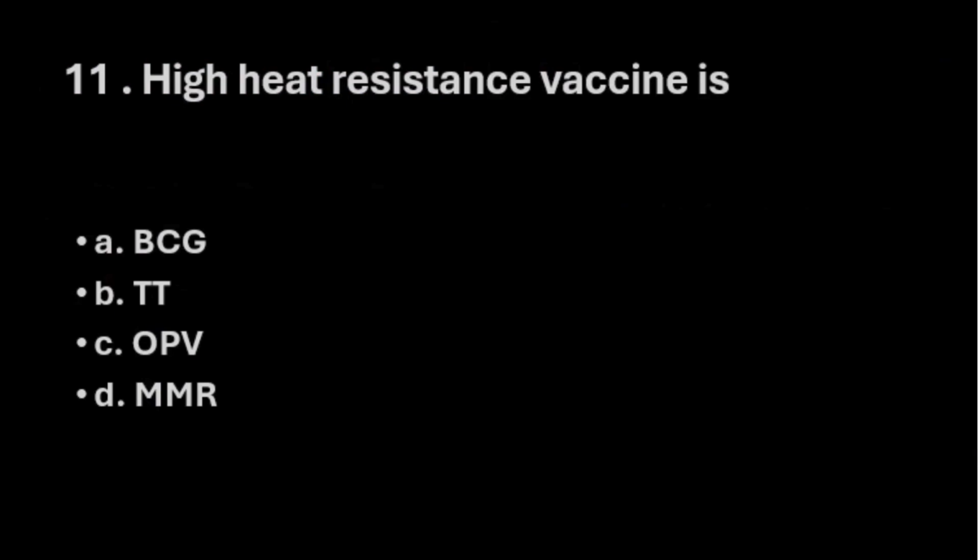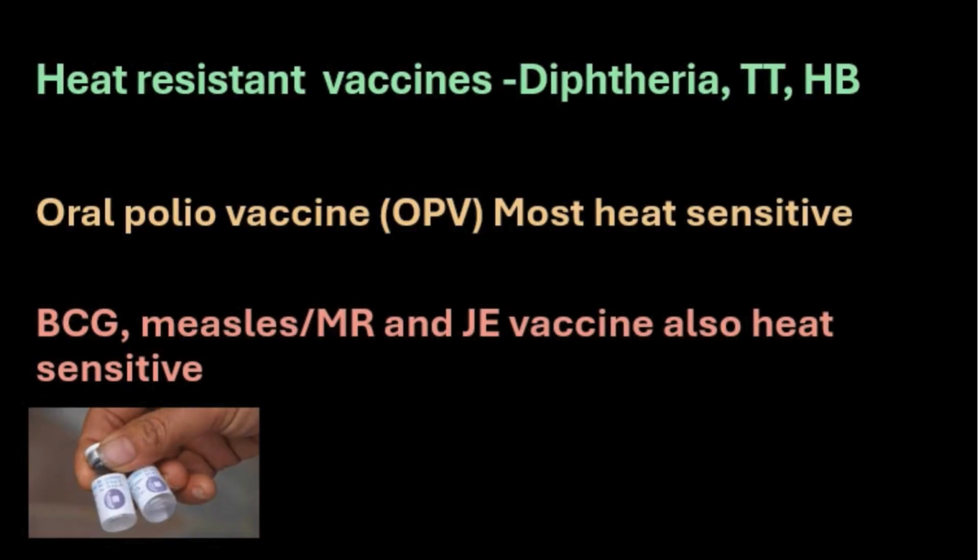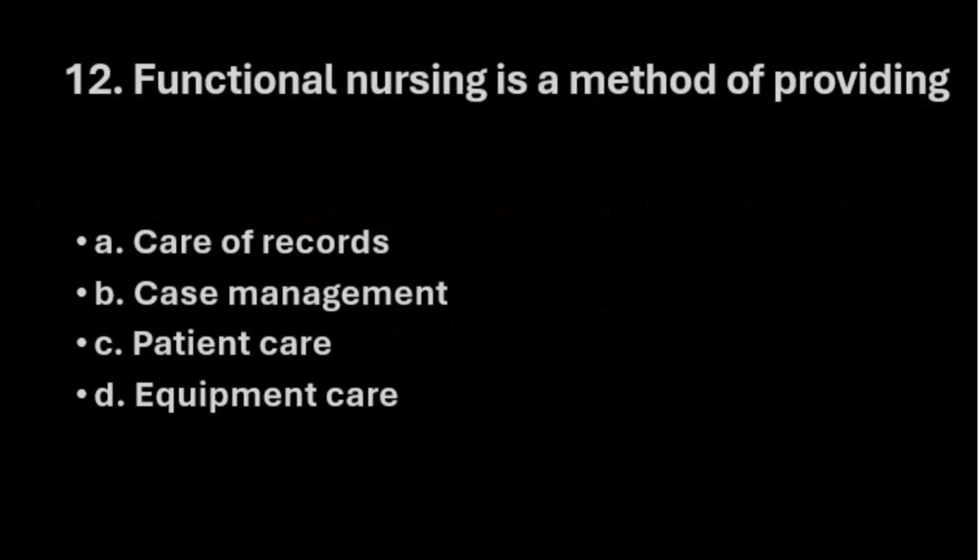Next question. Higher heat resistant vaccine is option A, BCG, option B, TT, option C, OPV, option D, MMR. The right answer here is option B, TT. Heat-resistant vaccines are diphtheria, TT, and HP. Oral polio vaccine is the most heat-sensitive vaccine. BCG, measles, MR, and Japanese encephalitis vaccine are also heat-sensitive vaccines.